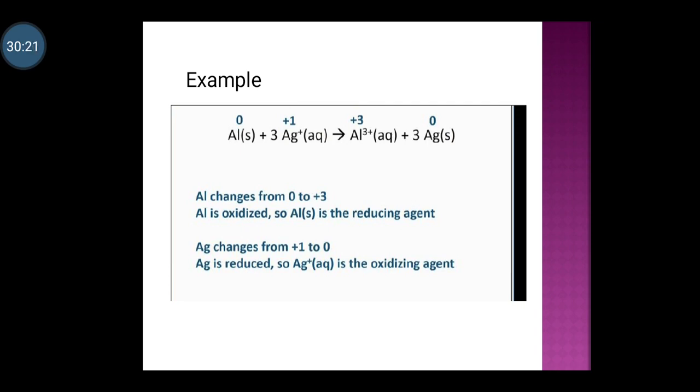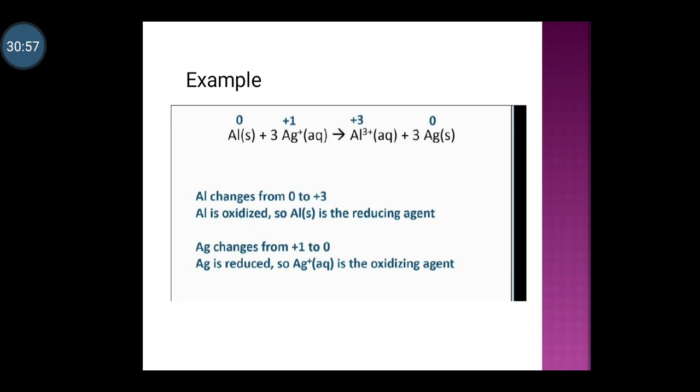Okay, so neutral, of course, I told you an element standing alone is 0. Now the silver is supposed to be 0, but because it has a charge, it is +1, just one charge. At the end, you have aluminium with a charge of +3, and then the silver becomes 0. Now aluminium changes from 0 to +3. There is an increase in oxidation number. It means oxidation is happening there.